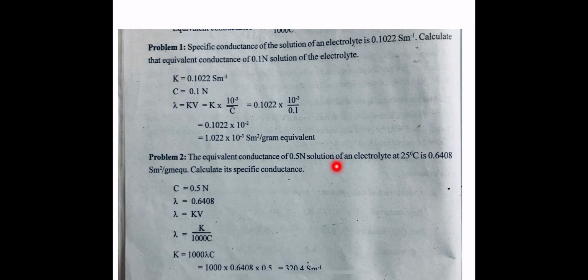These are the two data we have in this problem, and we know that lambda is equal to K into V, that is the equivalent conductance. Let me rearrange this equation. I want to calculate the specific conductance, that is why I am taking K to the one side, and then the equation becomes K equals lambda into C divided by 1000. We know the value of lambda and the concentration. By substituting those values, we are going to get the specific conductance of the unknown solution.